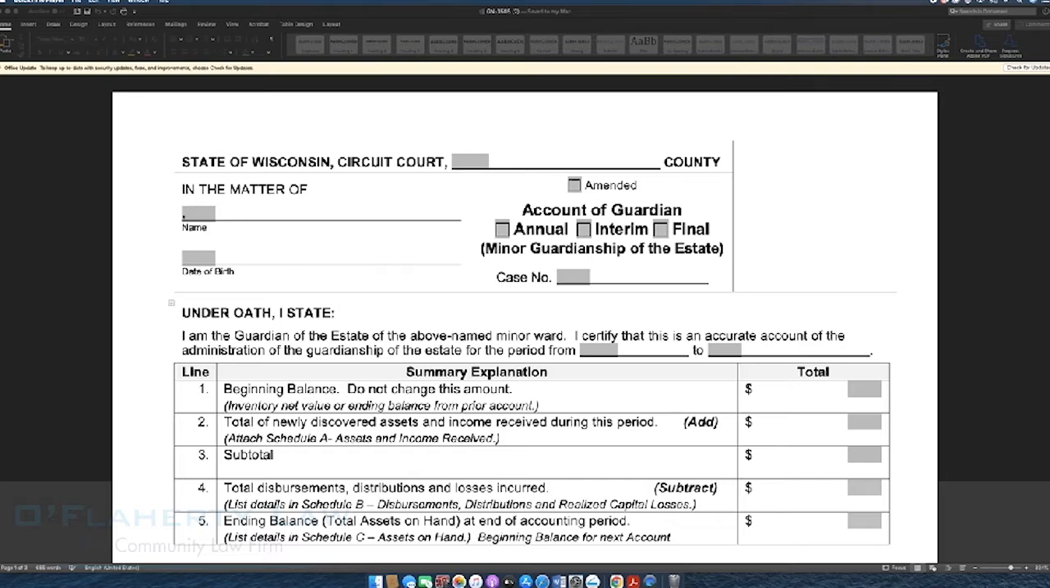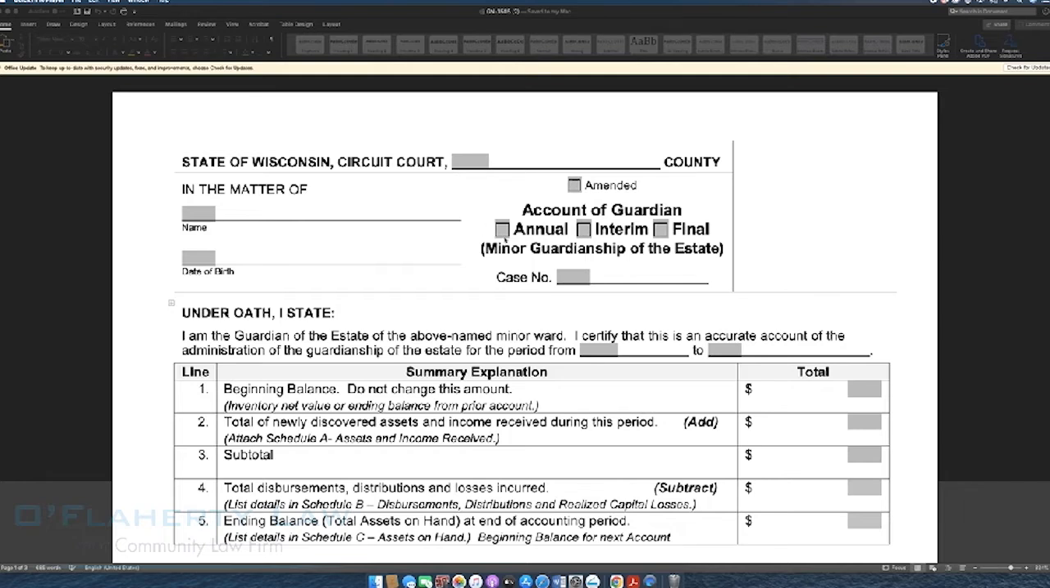You'll do in the matter of whoever the minor guardianship is, or minor ward, and their date of birth, always very important. You should already have the case number. I always recommend when we're doing these kind of post-judgment forms that you have your order sitting next to you so that you can refer to it to make sure that everything you put into the caption is in conformity with what's in the caption on the order.